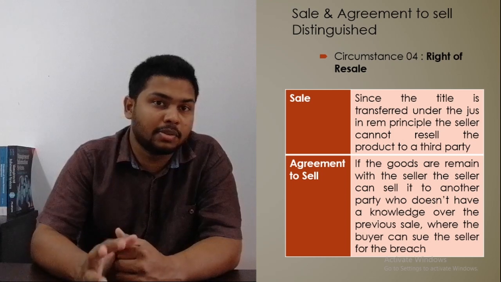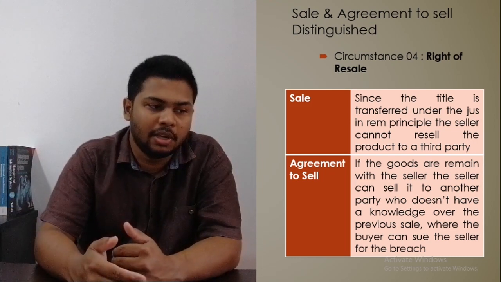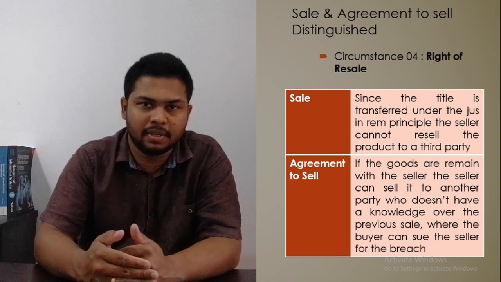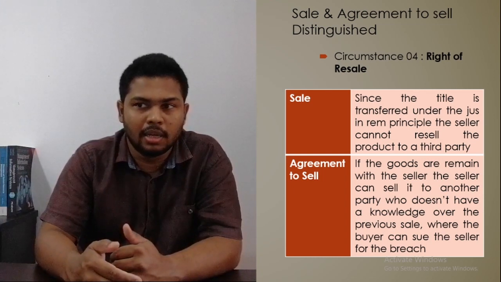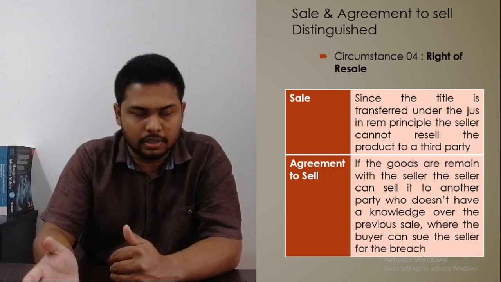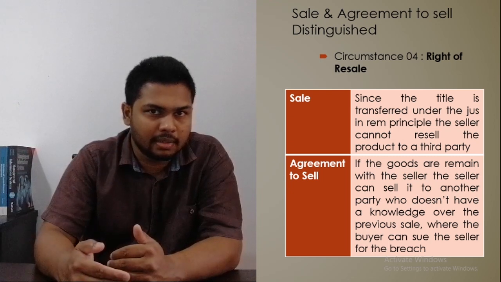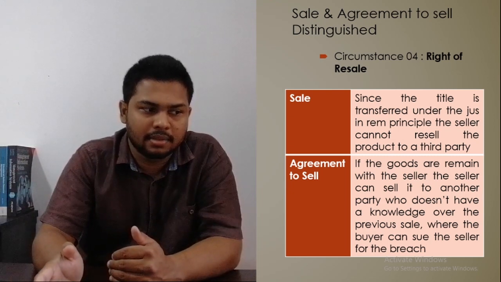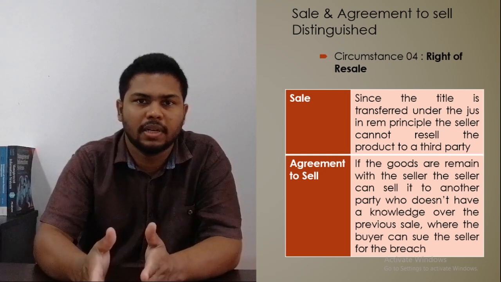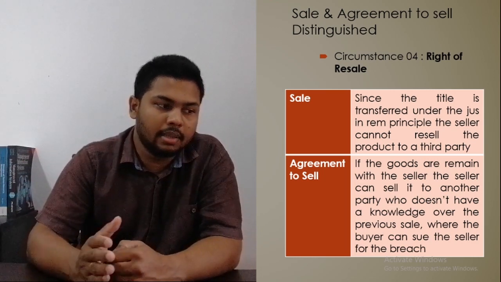Okay. Then the second one, agreement to sell. Read carefully. If the goods remain with the seller, he can sell them to another party who doesn't have knowledge of the agreement. You have agreed with one party, okay, I will give this to you, but if the offer from another party is high, which often happens in land sales, you will try to sell to that other party at a high price. But that person doesn't know about the previous sale, though you may have taken a commission or an advance for the previous one.